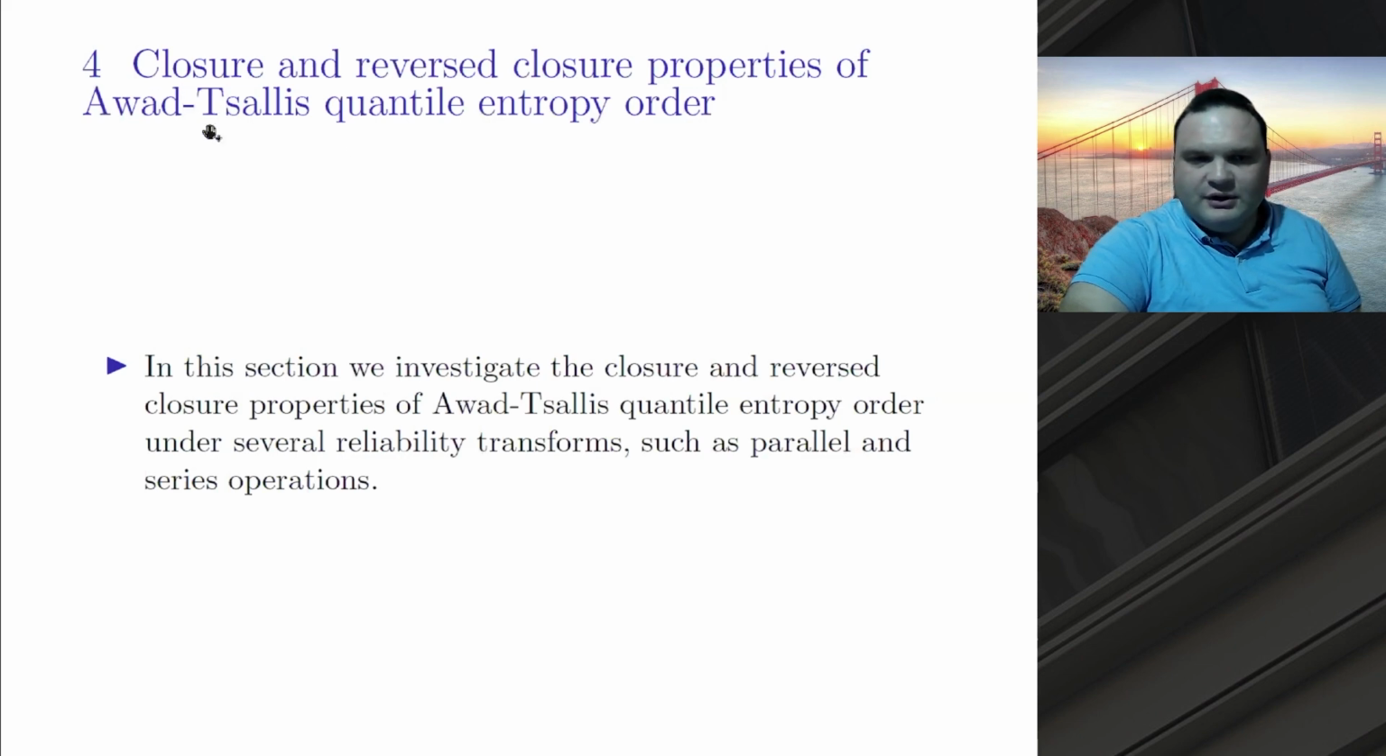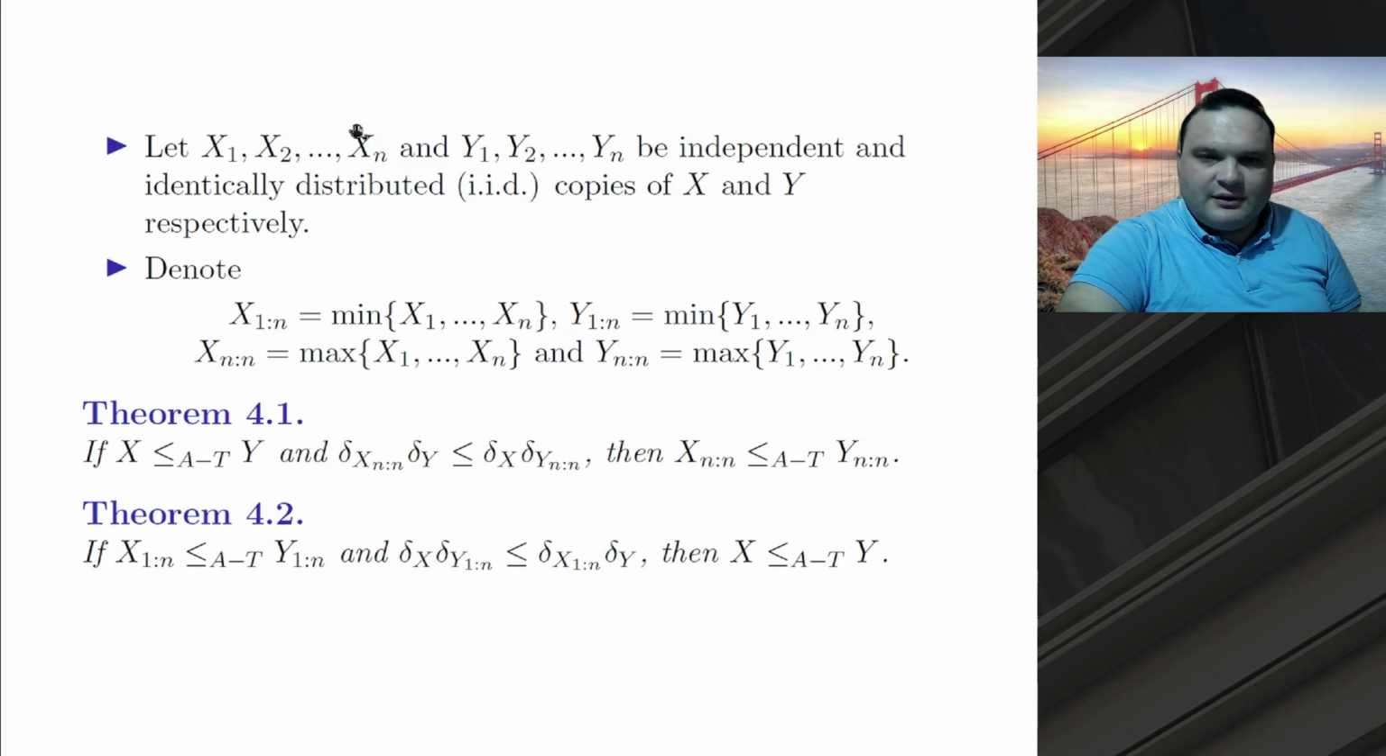In the fourth section, we are concerned with the closure and reverse closure properties of the introduced order, namely Awad-Tsallis Quantile Entropy order, under some transforms like parallel and series operation. For this, let us consider a finite number X1, X2, ..., Xn, and Y1, Y2, ..., Yn of independent and identically distributed copies of X, respectively of Y. We also consider the minimum and maximum random variables X_{1:n}, Y_{1:n}, the minimum, and X_{n:n}, Y_{n:n}, the maximum. And we have the following two theorems.